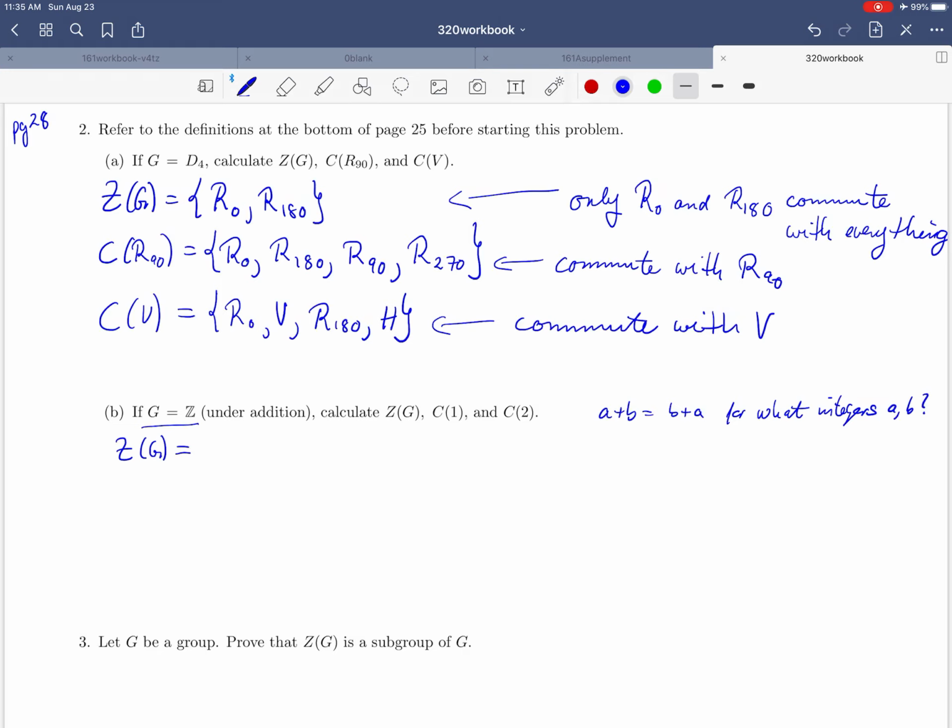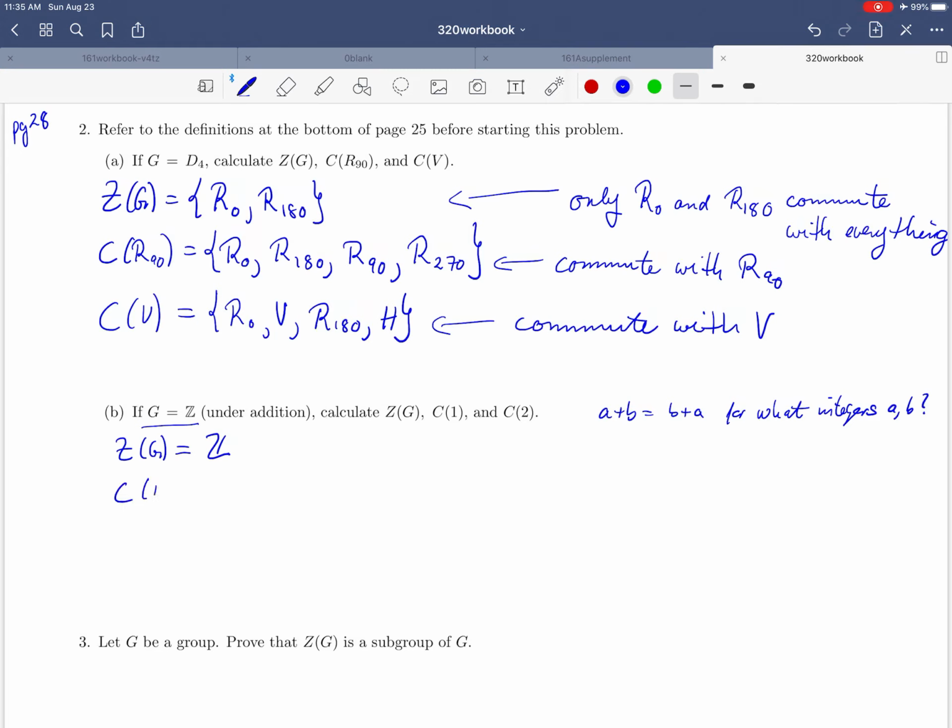Well, addition in the integers is commutative, so this is actually true for everything in Z. So the center of Z is all of Z, because it doesn't matter which integers you take. You take 1, it commutes with everything. You take 2, it commutes with everything. You take 3, it commutes with everything. So the center of Z is Z itself.